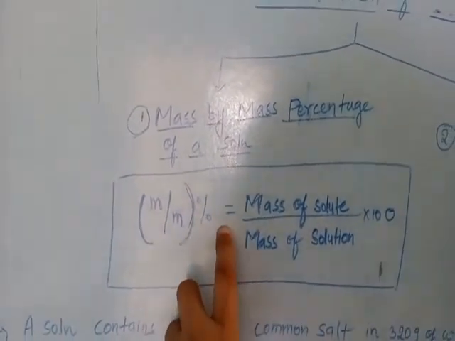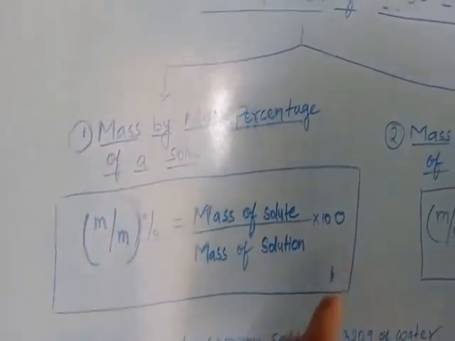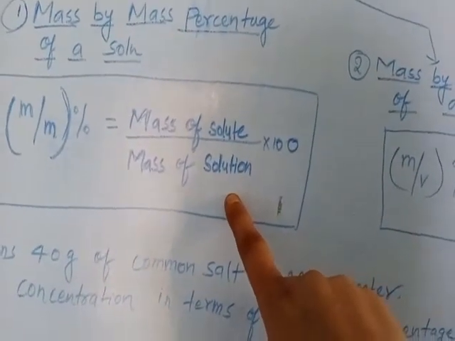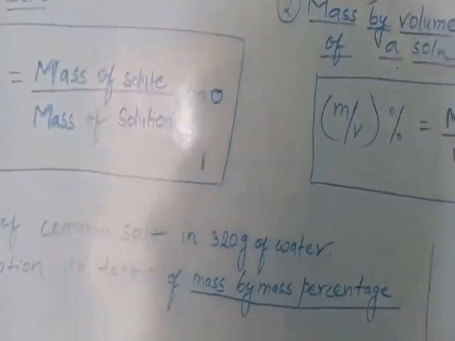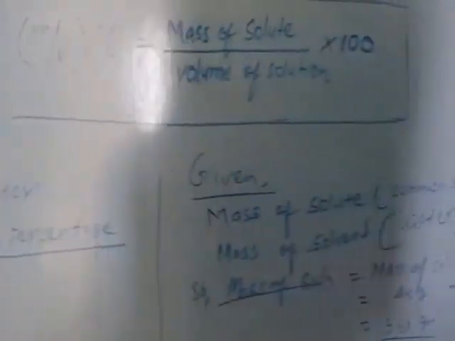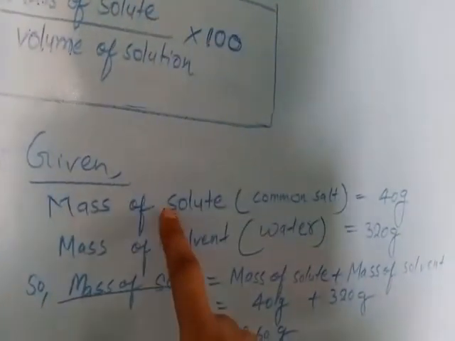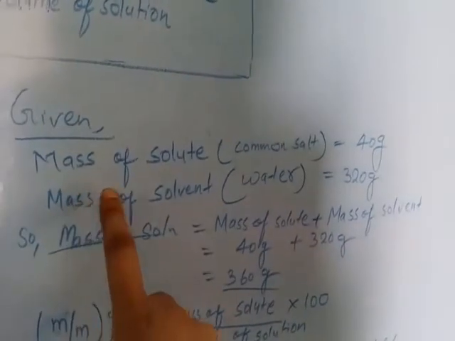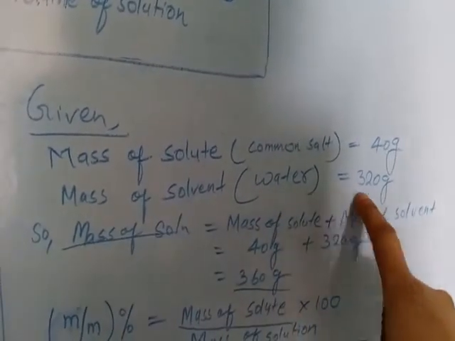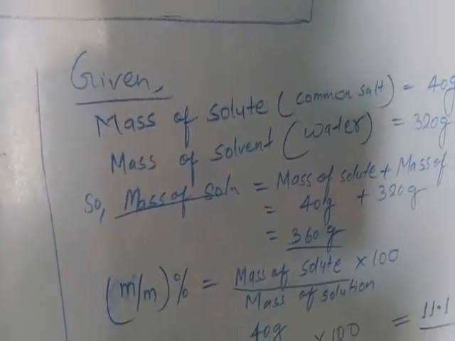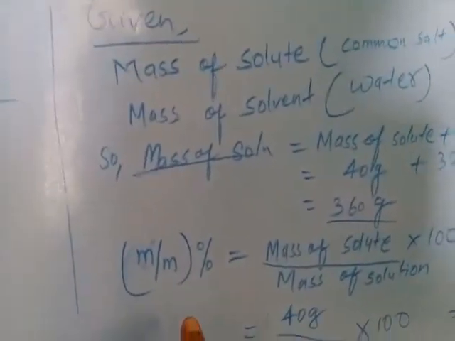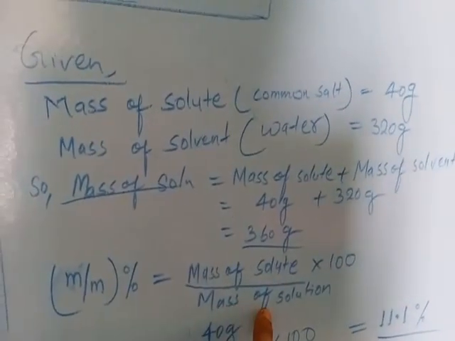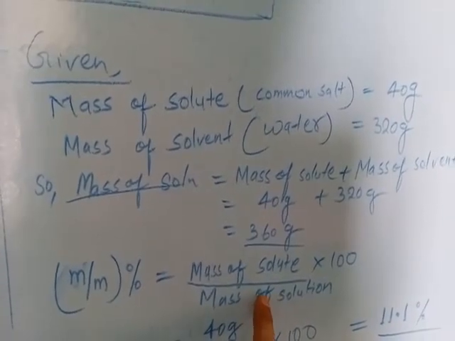Mass by mass percentage is equal to mass of solute by mass of solution into 100. We know the mass of solute, but we do not know the mass of solution, so we will calculate it from what is given. Mass of solute, that is common salt, is 40 gram, and mass of solvent, that is water, is 320 gram. We know the mass of solute, 40 gram, but we have to calculate the mass of solution before we can put in the value.